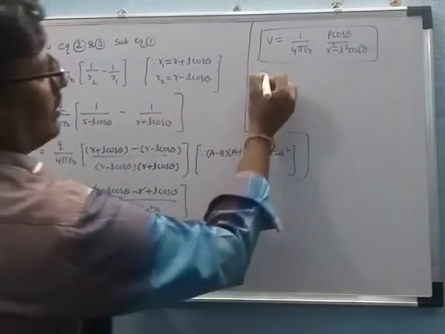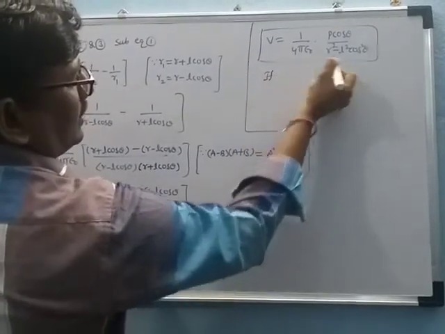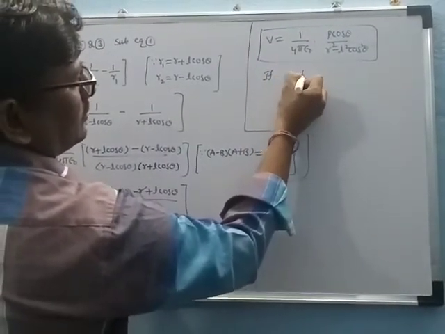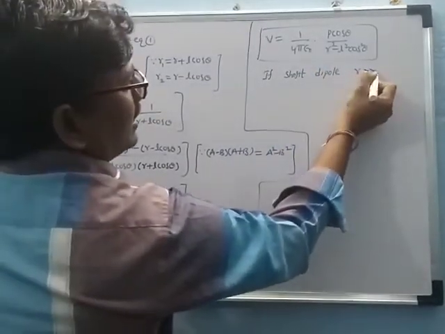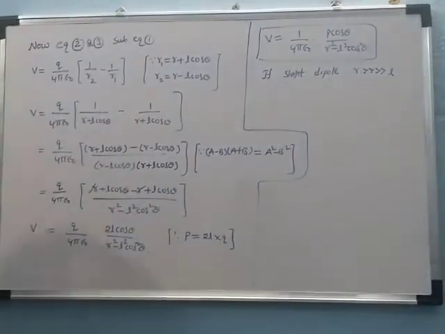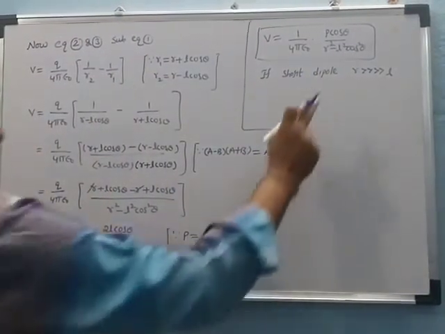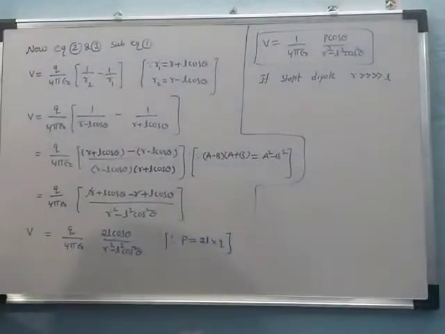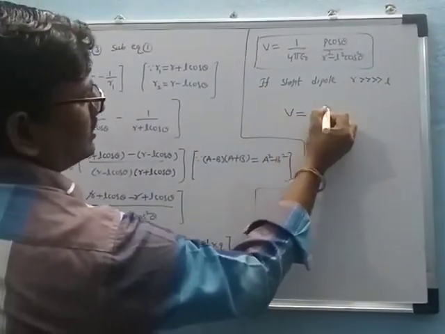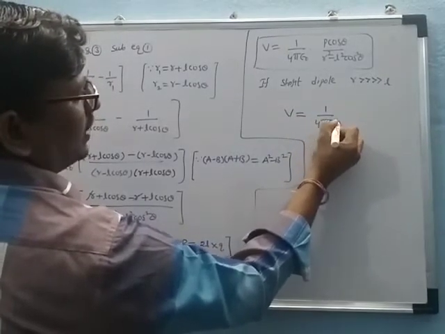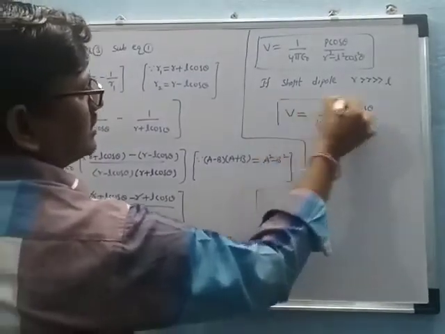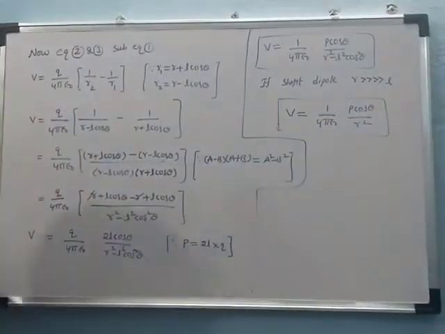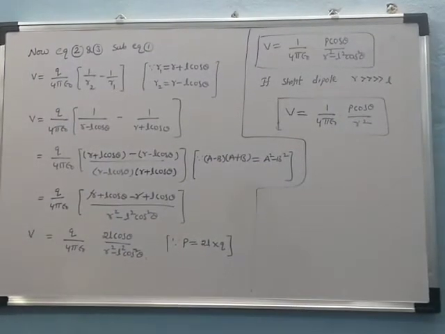For a short dipole, R is greater than L. That means the L term can be removed. The remaining electric potential V is equal to 1 by 4 pi epsilon naught P cos theta by R square. This is the formula for the electric potential due to an electric dipole.